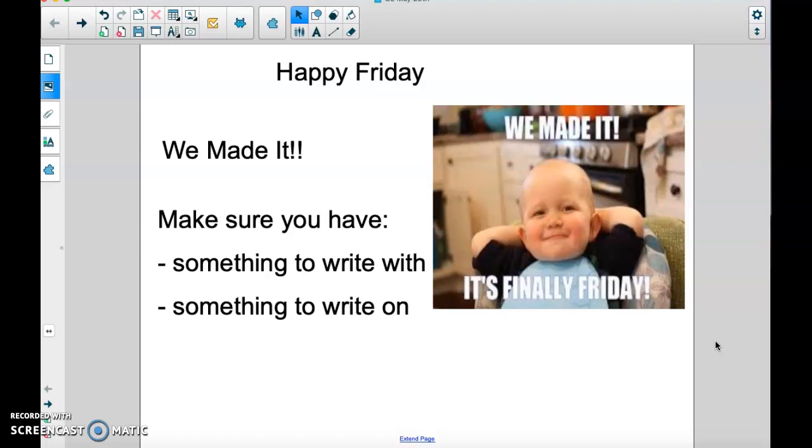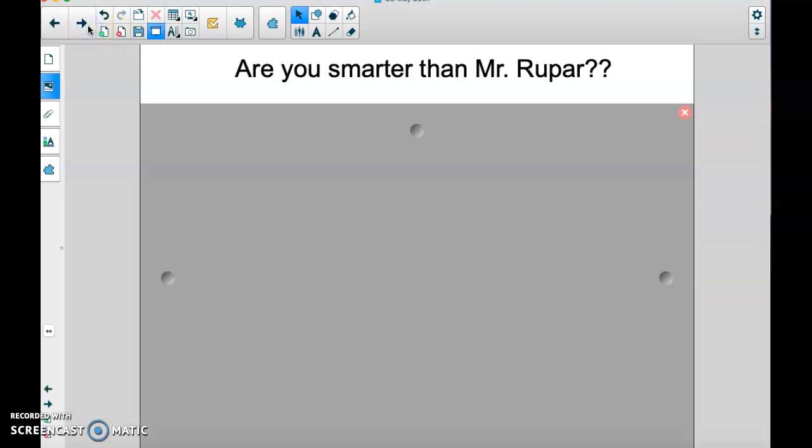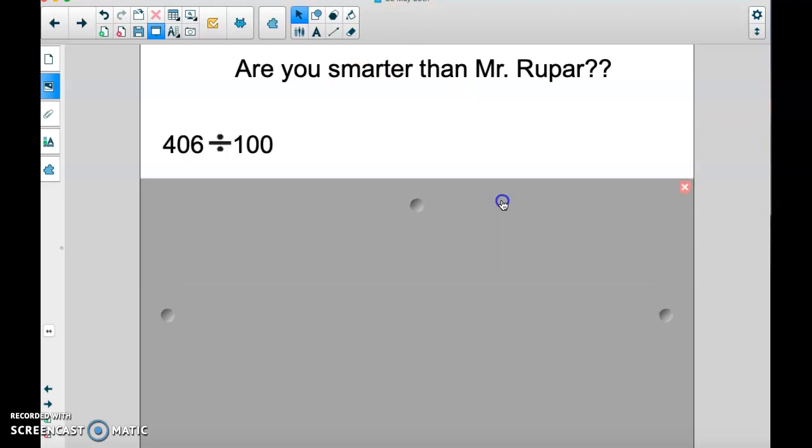We're going to do a couple problems real quick, so make sure you have something to write with and something to write on. Let's see: are you smarter than Mr. Rupar? I'm going to show you how I solved the problem, and I solved it correctly, but I want you to try to come up with a more efficient way to solve it, okay? So the problem is 406 divided by 100.